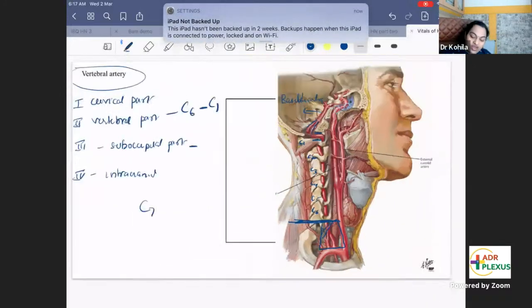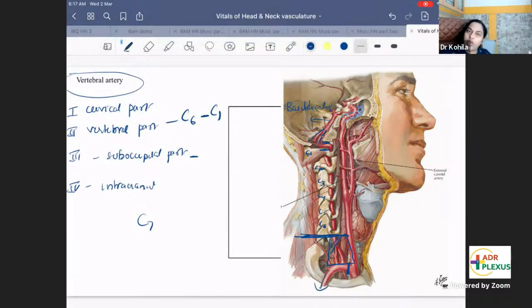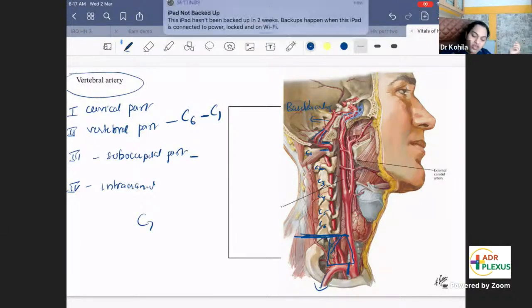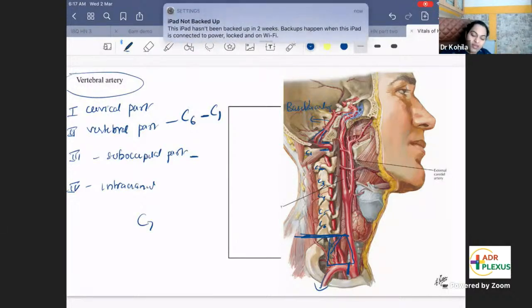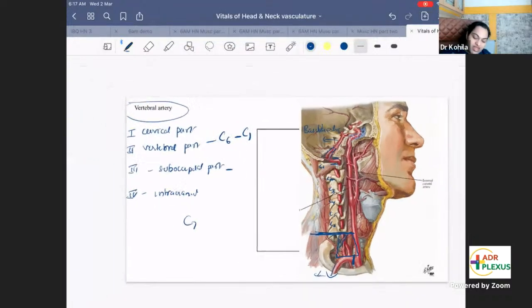When there's an obstruction to the subclavian artery, proximal to the vertebral artery, what happens? There is no blood supply to the upper limb, right? Subclavian artery is going to continue as axillary artery. So there's no blood flow to the upper limb. So what can happen? The blood from the brain can be diverted via the vertebral artery of the opposite side, via the basilar artery to the upper limb of this side. This is called subclavian steal syndrome.